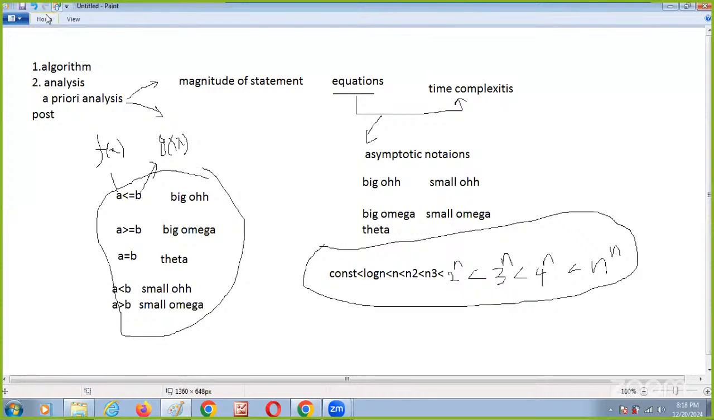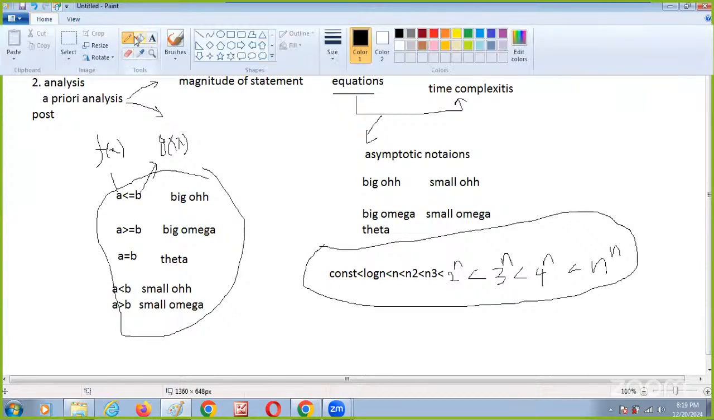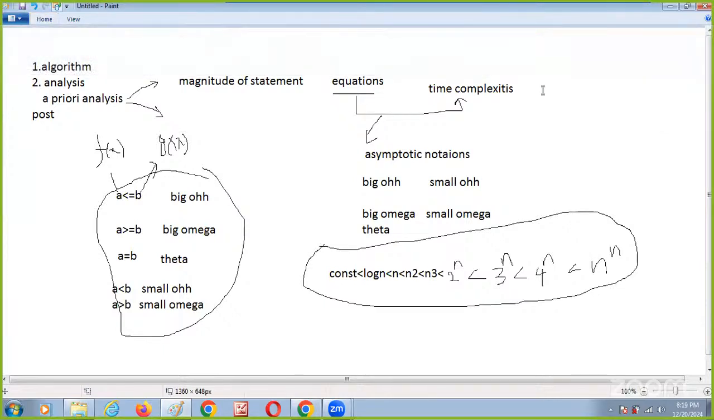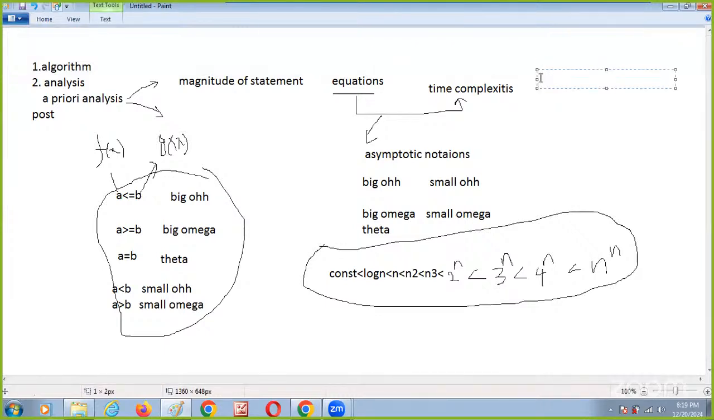Some more things we have already discussed: graph traversal techniques. In this also we have seen what the GATE problems are, and the possibility of asking GATE questions from the graph traversal techniques.